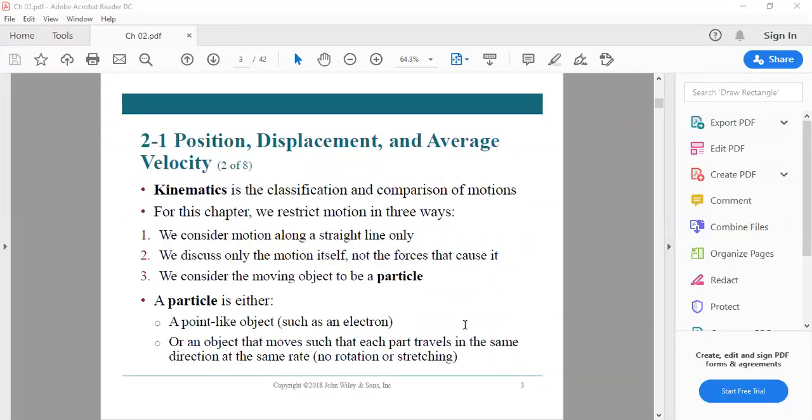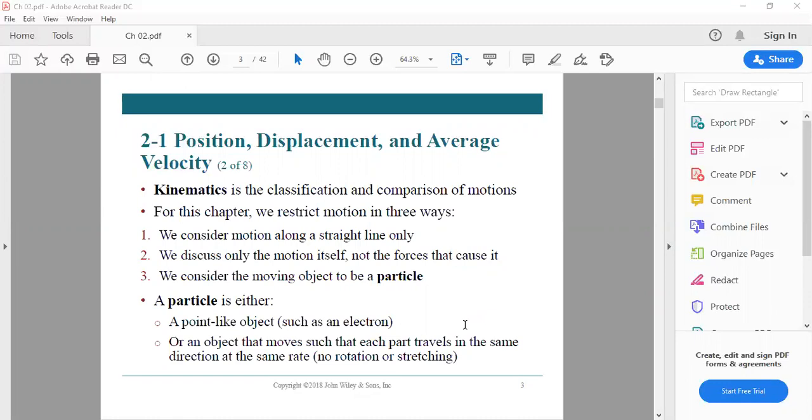All right. Kinematics is the classification and comparison of motions. So we restrict motions in 3 ways. We consider motion along a straight line only. We're going to discuss only the motion itself, not what's causing it. And we're going to consider the moving object to be a particle.